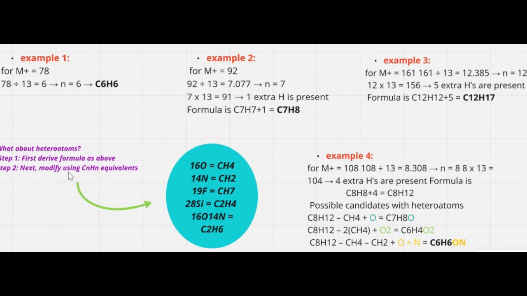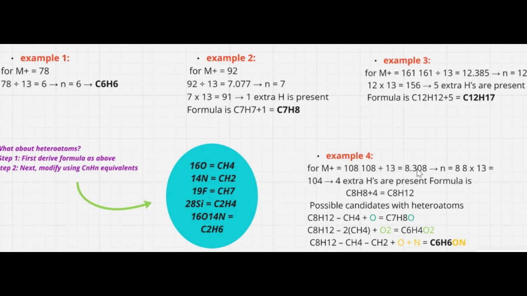For example, we have M+ of 108. The first step is that we divide 108 by 13, we get 8.3, and we round it to the nearest whole number, so we get 8. But if it was 8.5 or 8.6, we would round it to 9. So it is 8, and 8 times 13 is 104. So there is a difference of 4, since 108 minus 104 is 4. So there are 4 extra hydrogens in addition to C8H8. So C8H8 was our molecular formula, but there was a difference of 4, so we add these 4 to the hydrogens and get C8H12.